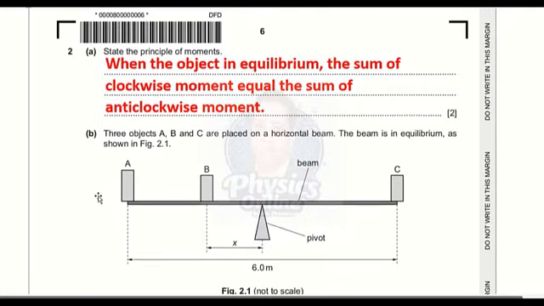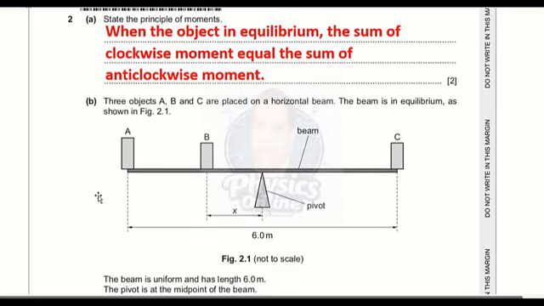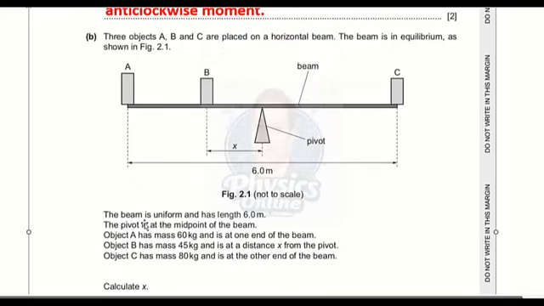Three objects A, B, and C are placed on a horizontal beam. The beam is in equilibrium as shown in figure 2.1. We have a beam. The beam is uniform and has a length of 6 meters. The pivot is at the midpoint. Object A has a mass of 60 kg and is at one end of the beam. Object B has a mass of 45 kg and is at distance x from the pivot. Object C has a mass of 80 kg and is at the end of the beam.